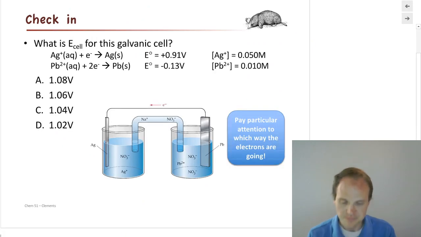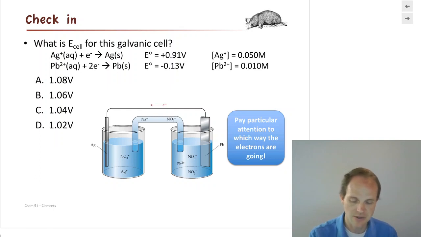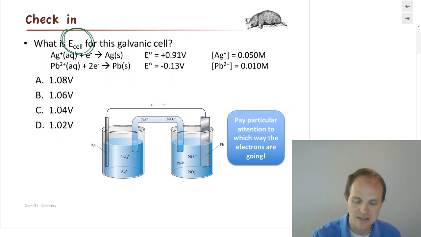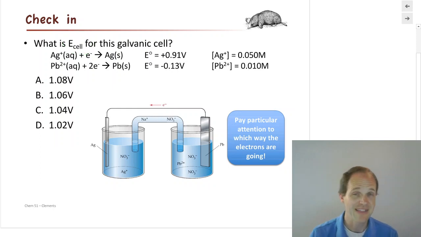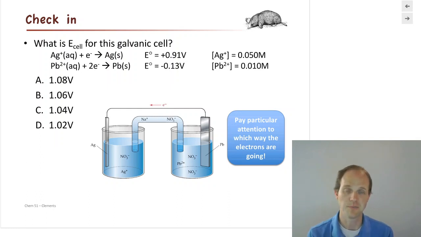Oops, there we go. A check-in. We want to know what the cell potential is for this galvanic cell. Notice we're asking for E cell, not E cell not, right? That's a very tricky thing. If I just put a not there, then you'd actually be doing a different problem than if I didn't put it there. So be very, very careful and do the mechanics of knowing whether those little symbols are there or not.